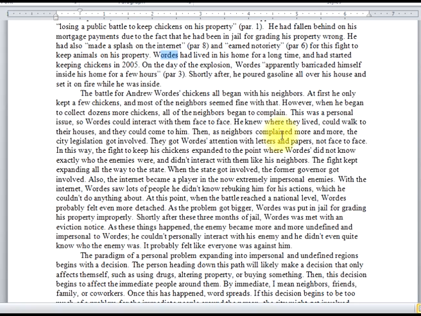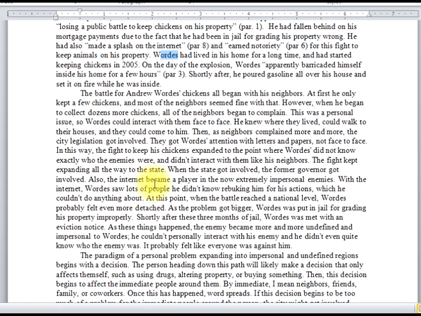Then as neighbors complained more and more, the city legislation got involved. They got Words' attention with letters and papers, not face to face. So the student is making a point: the type of tension and conflict is changing, the mode is changing, and the extent is changing. So this is good. This is a good analysis. In this way, the fight to keep his chickens expanded to the point where Words did not know exactly who the enemies were. That's a very good point, all right? The fight kept expanding all the way to the state.